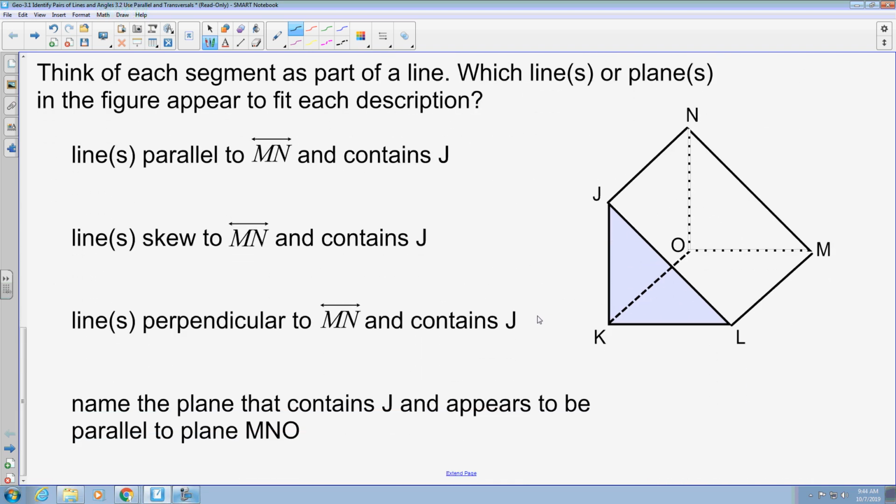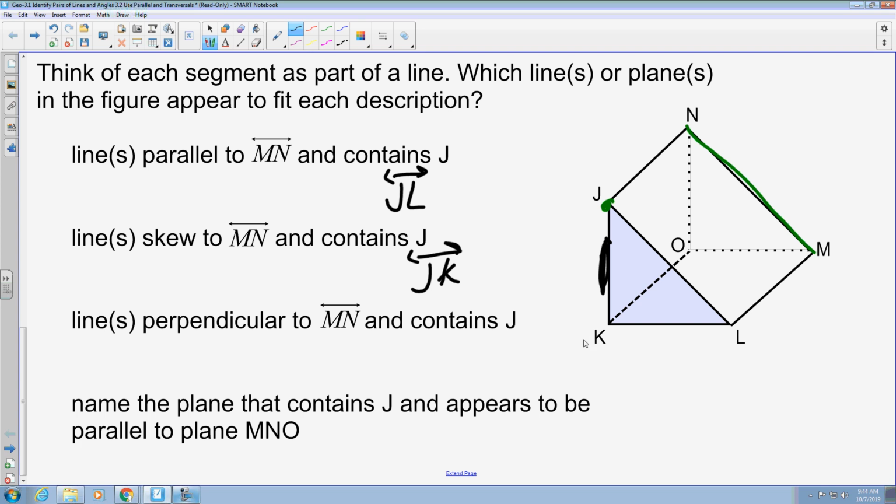So same thing here. They want us to find a line that's parallel to MN. So if we look, MN's right there, but they also want us to use point J. So with that, it looks like JL is our line. The skew line that they would like us to look at, that also has point J in it, but is skew to MN, would be JK right here. It's not intersecting, but it's also not coplanar.